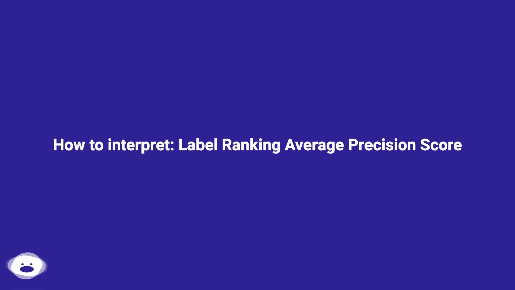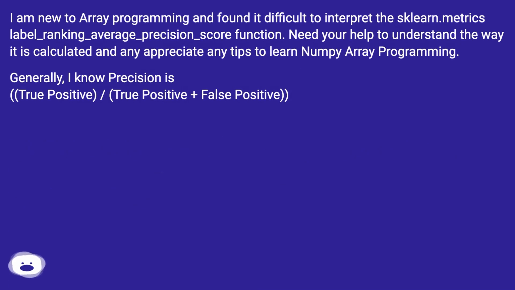How to interpret label ranking average precision score. I am new to array programming and found it difficult to interpret the scikit-learn.metrics label_ranking_average_precision_score function. Need your help to understand the way it is calculated and appreciate any tips to learn numpy array programming.